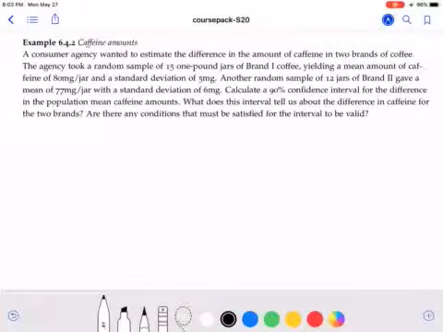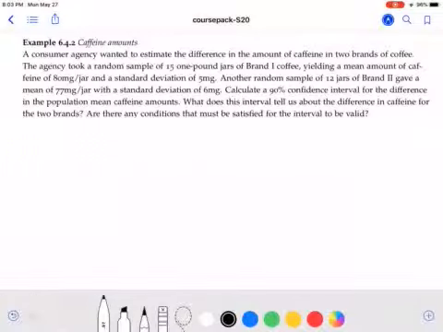A consumer agency wanted to estimate the difference in the amount of caffeine in 2 brands of coffee. There's a sample of 15 1-pound jars from brand 1, giving a mean of 80 and a standard deviation of 5. Another random sample of 12 jars from brand 2 gave a mean of 77 and a standard deviation of 6. We want a 90% confidence interval for the difference in the population mean caffeine amounts, and we're asked what this interval tells us about the difference. Also, are there any conditions that must be satisfied for the interval to be valid?